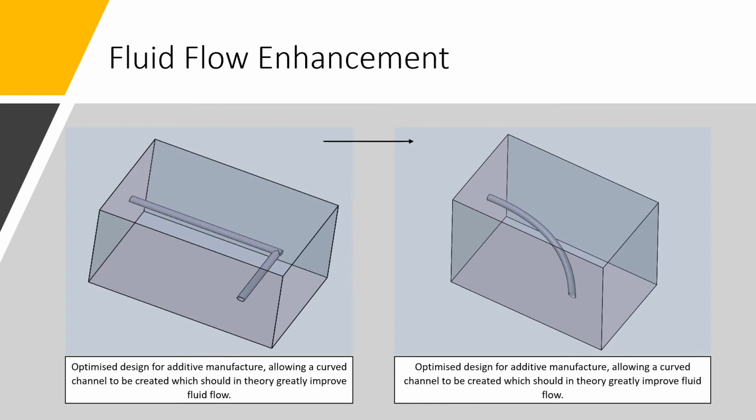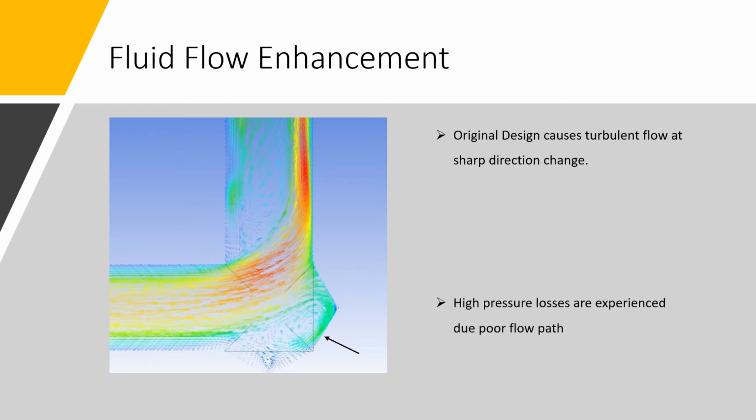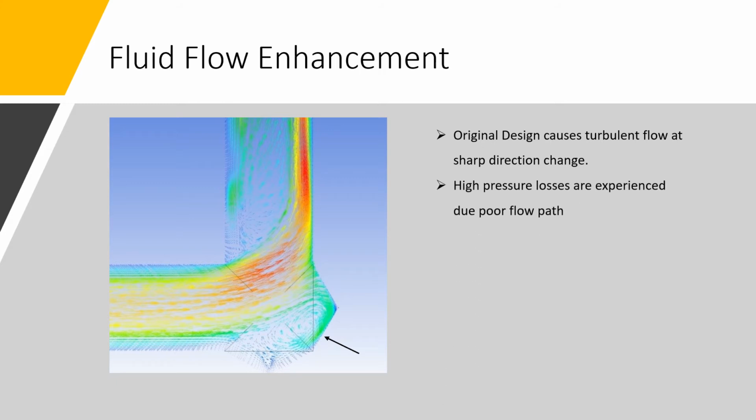In order to understand the potential benefits of the optimized design, a CFD simulation was carried out on the below simplified models. As can be seen in the image to the left, the original design causes turbulent flow at the sharp change in direction. As a result of the poor fluid path, high pressure losses are experienced within this design. The cumulative effect of these pressure losses in turn results in large pumps being required to maintain required pressures. This results in inefficiencies in operational practice.